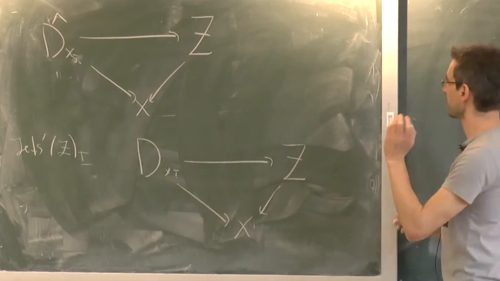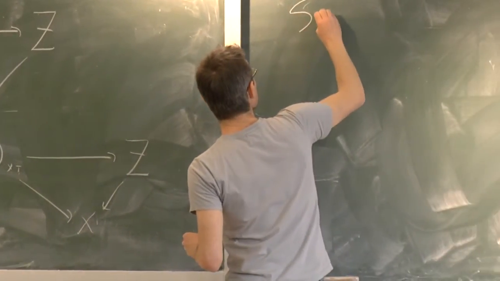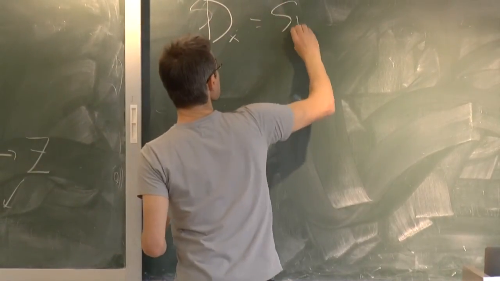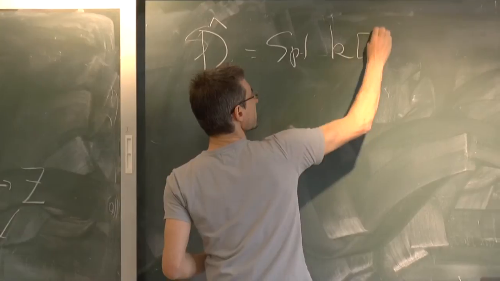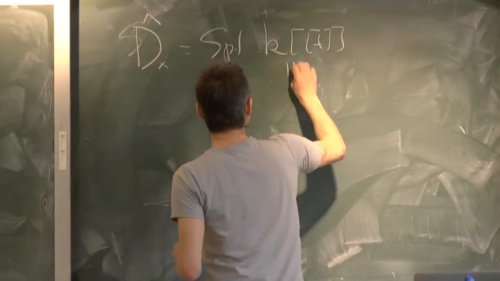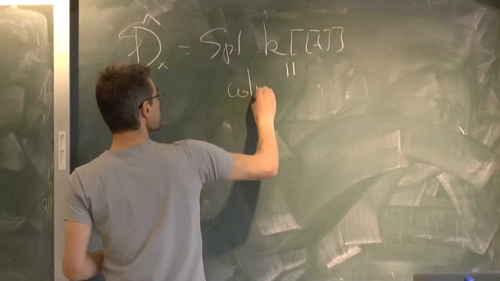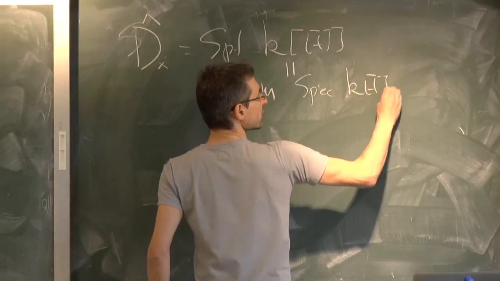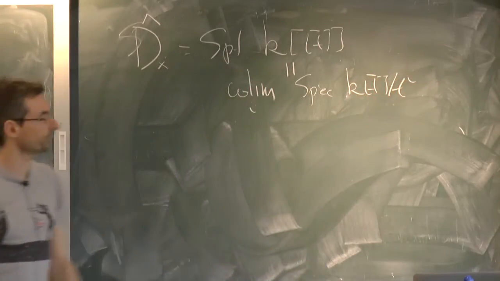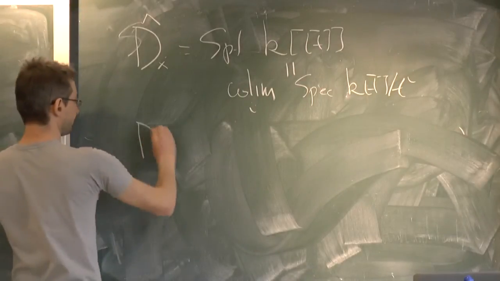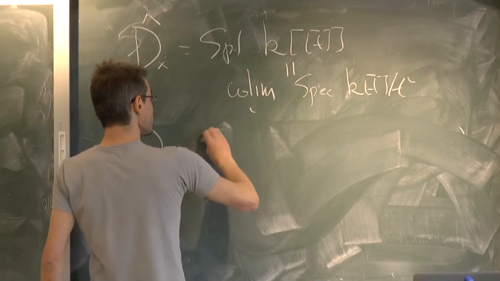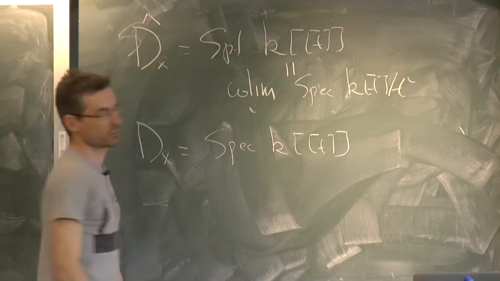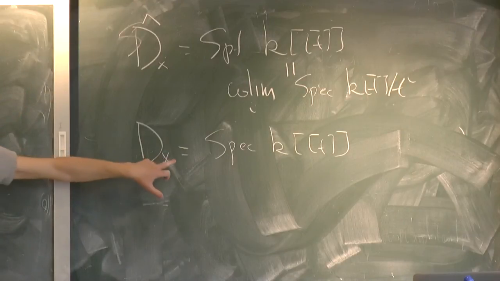So let's consider the case of one point. There is this, which is called Spf k((t)). It's an ind-scheme, which is the colimit over i of Spec k[t]/t^i, an ind-scheme. Now, without the hat, it is Spec of this. So here we have to come to grips with this difference between Spec and Spf. So this is the formal scheme, and that's an actual scheme.